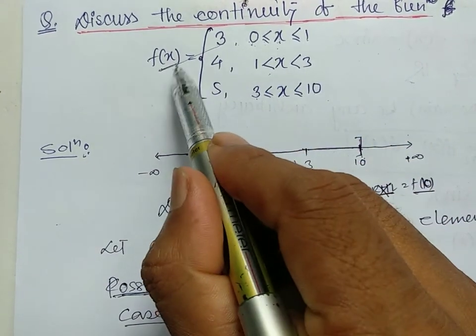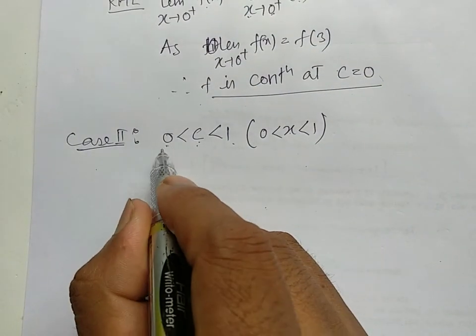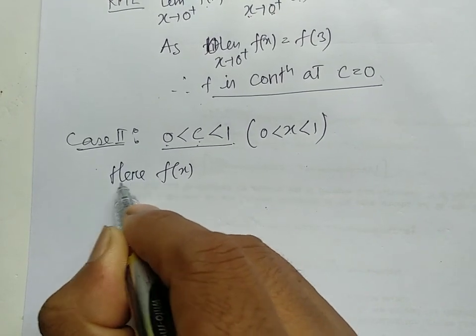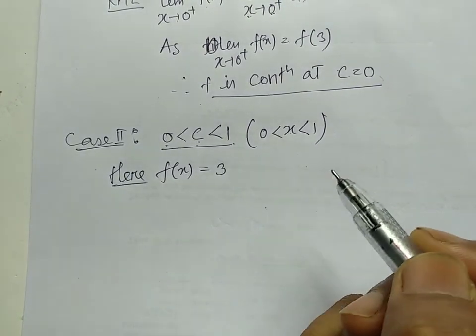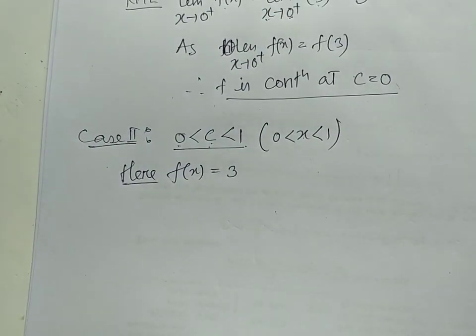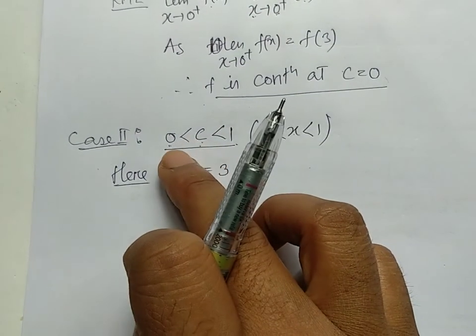So what is the functional value? The functional value is exactly equal to 3. Okay. Here f of x is equal to 3. Now listen. Is there any exact value for c?